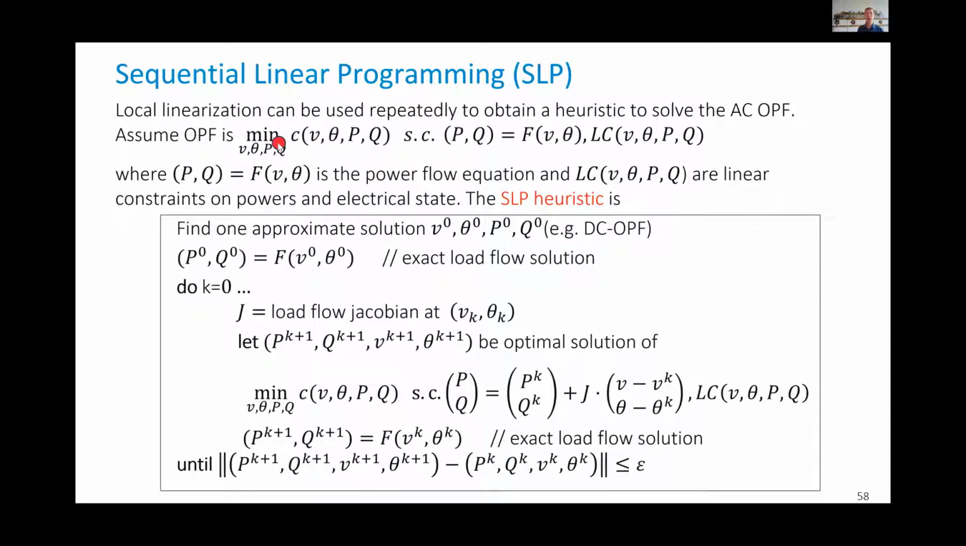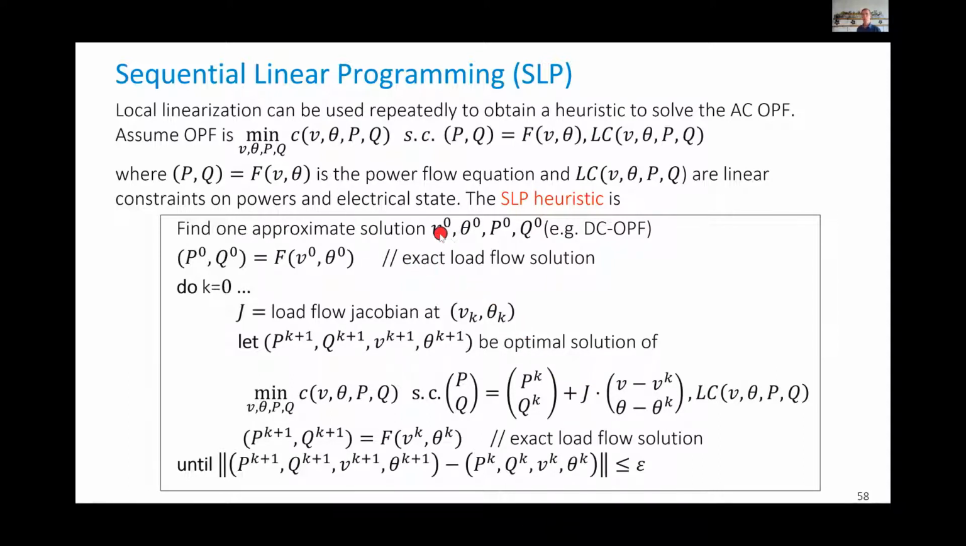So assume I have to minimize a cost that is expressed in polar coordinates for the electrical state and rectangular coordinates for the power injections, which is a very common case. We know how to linearize the power flow equation if we know a value, which here I call pk qk, by using the Jacobian of the load flow as we have discussed before.